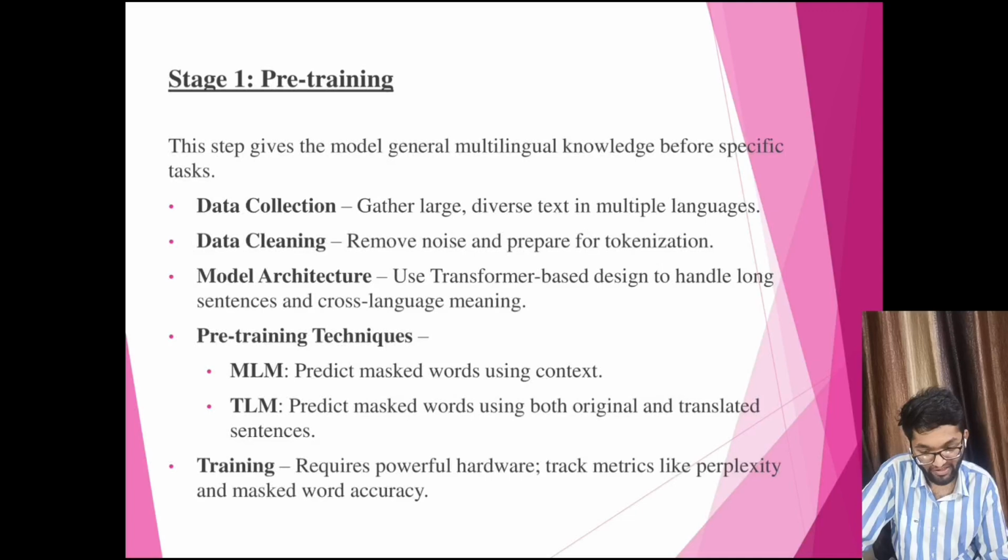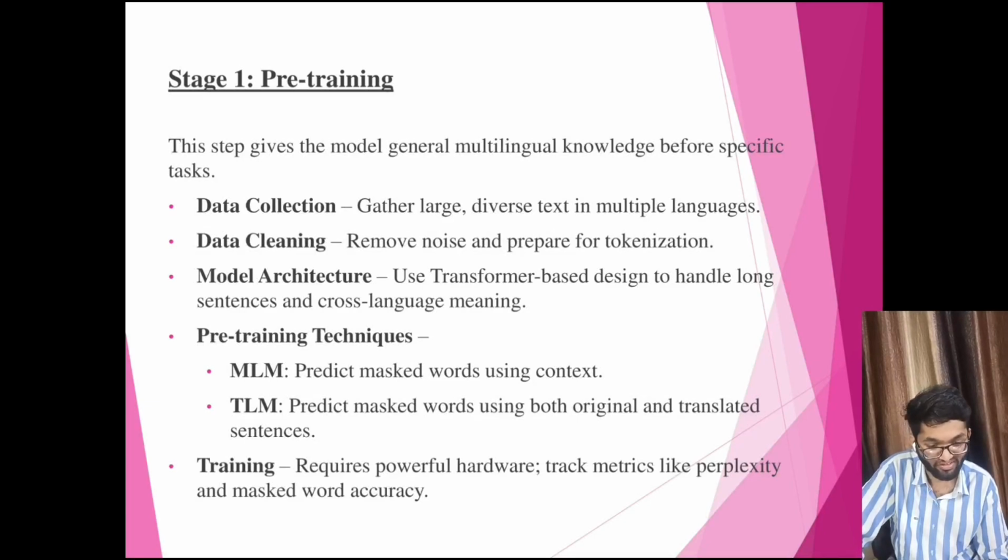There are multiple pre-training techniques including MLM and TLM. MLM means masked language modeling. In MLM, some words in a sentence are randomly masked and the model's task is to predict these masked words based on the surrounding context. For example, the original is "The cat sat on the mask." The model's job is to predict that the masked word is "mat".